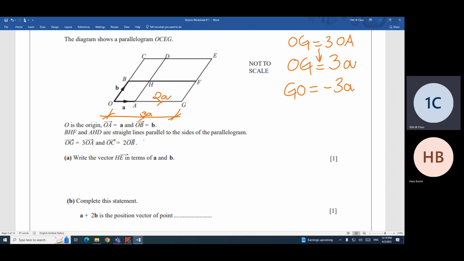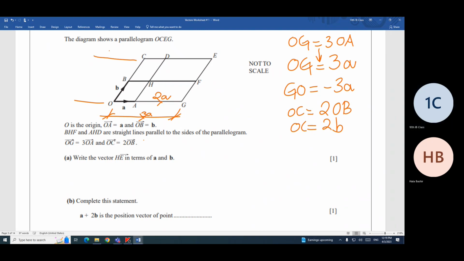It says OC is equal to 2OB. OB is given as an expression of b, so OC is equal to 2b. If all this is 2b, what is this one? b. Bravo. Now what does it say? Write the vector HE in terms of a and b.